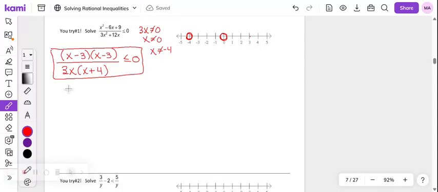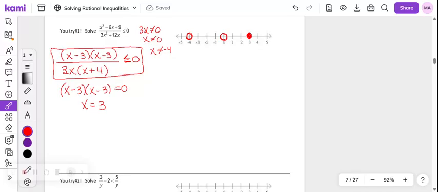And now let's take our numerator and set that equal to 0. So x minus 3 times x minus 3 equals 0. I think that's a pretty easy one, right? X equals 3. And again, just like the previous problem, we have less than or equal to here, which means we will have a closed circle on 3 because the numerator can be 0, right? 0 over anything is 0.